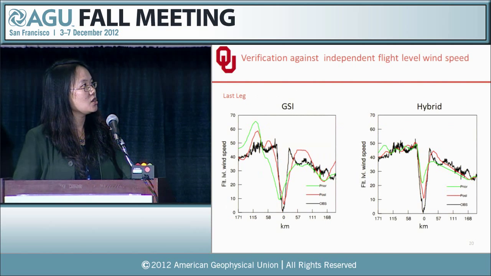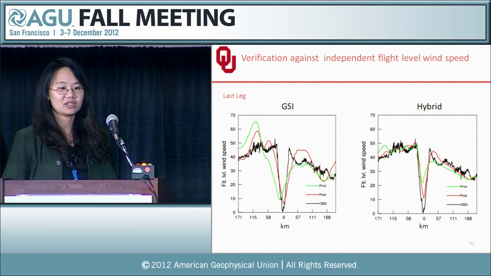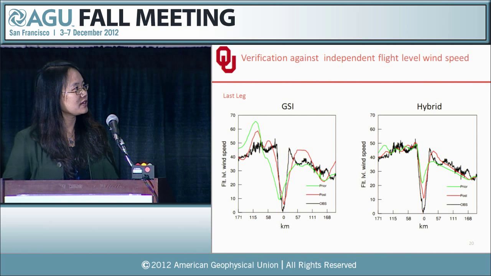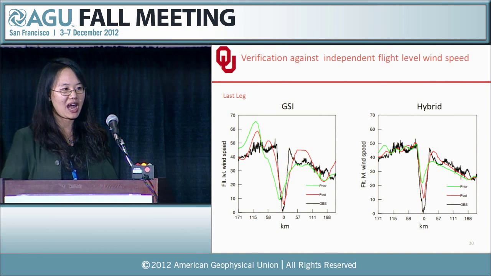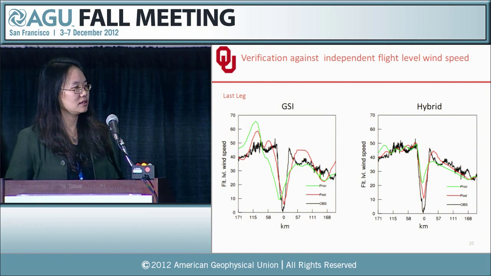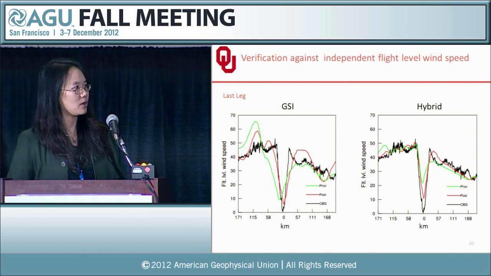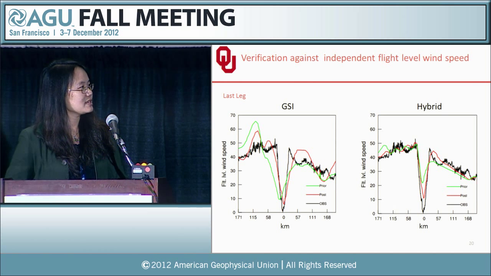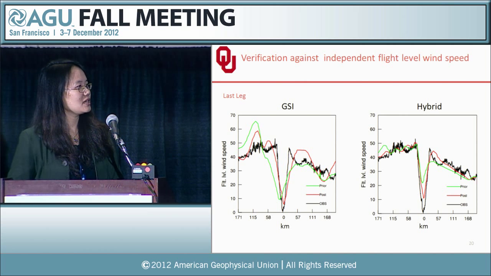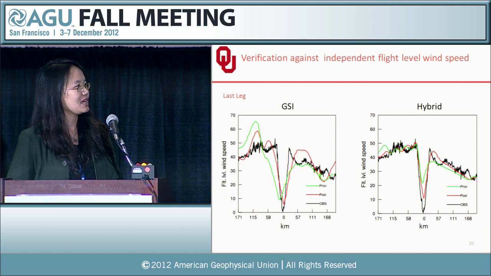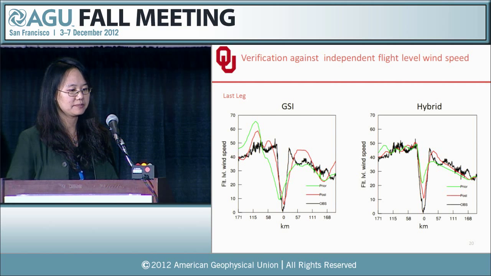Next, please. We also verify the two analyses using independent flight level wind speed observations. The black curve here is the observation. The red curve here is the posterior after the assimilation of the airborne Doppler radar data, and the green curve is the prior before the assimilation of the airborne radar data. On the left-hand side is GSI 3D, on the right-hand side is the hybrid. You can see for both the prior and posterior, they fit the flight level wind observation much better for the hybrid as compared to the GSI 3D.